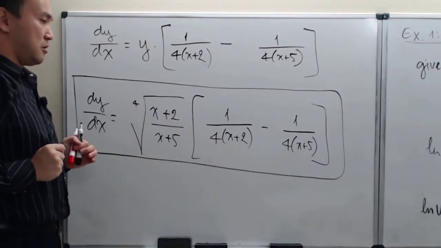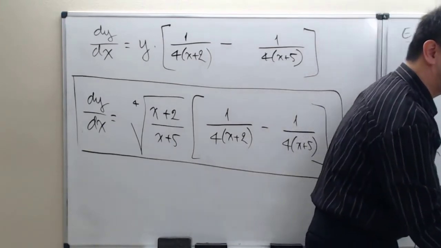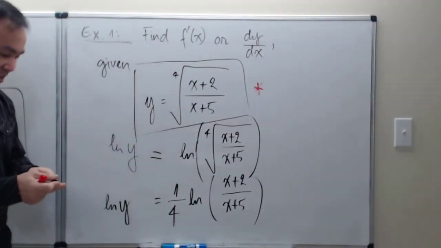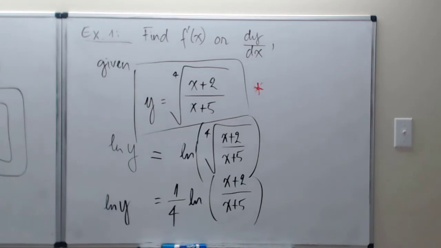Okay, so now my choice, as I said earlier when I started into this problem, was to choose natural log. Think about it this way. In one of my steps earlier, we had the step taking the derivative of natural log of y, and that equals the derivative of 1/4 natural log of (x plus 2) minus 1/4 natural log of (x plus 5).